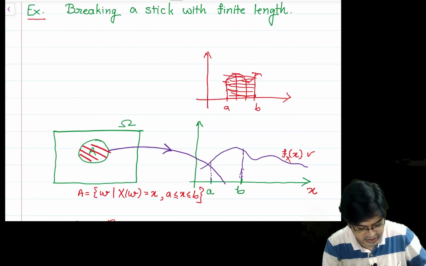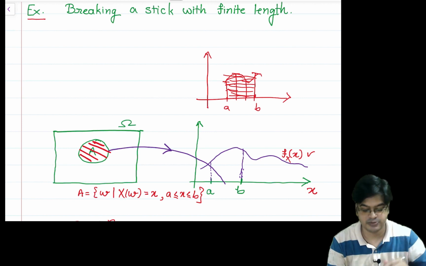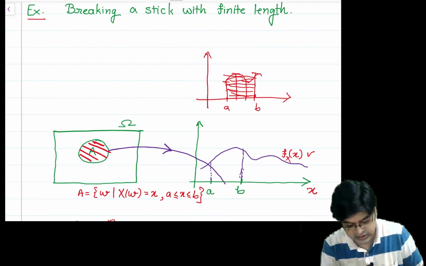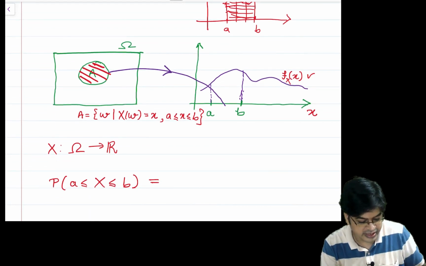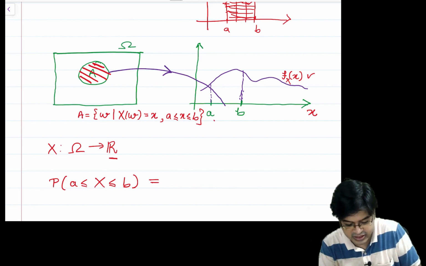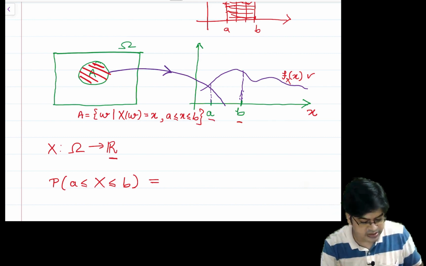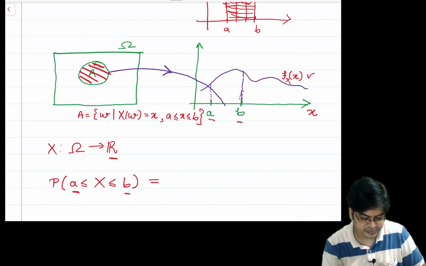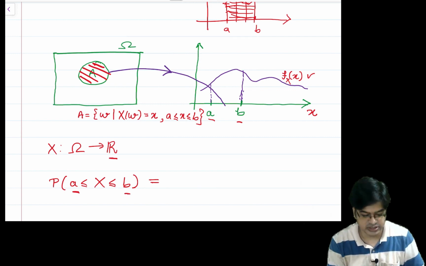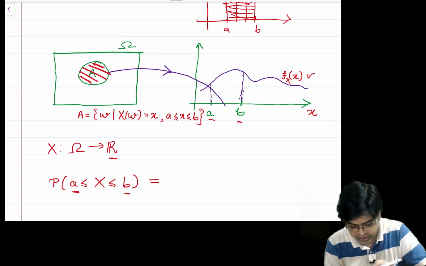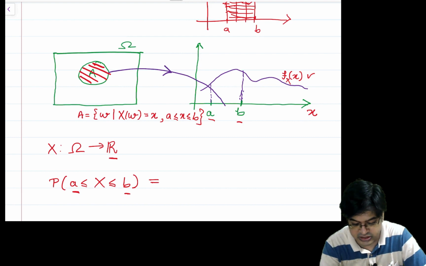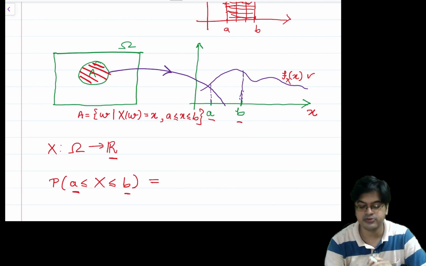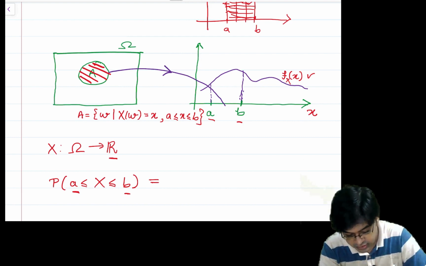Now we need to answer a question something like this. The probability of this event A is very well defined in the sample space omega. When I map it, I have a space of the form X from omega to R, and on this real line I am looking at the interval a to b. So how will I answer this question? I have a corresponding function f_X of x, which describes something equivalent to a probability mass function.